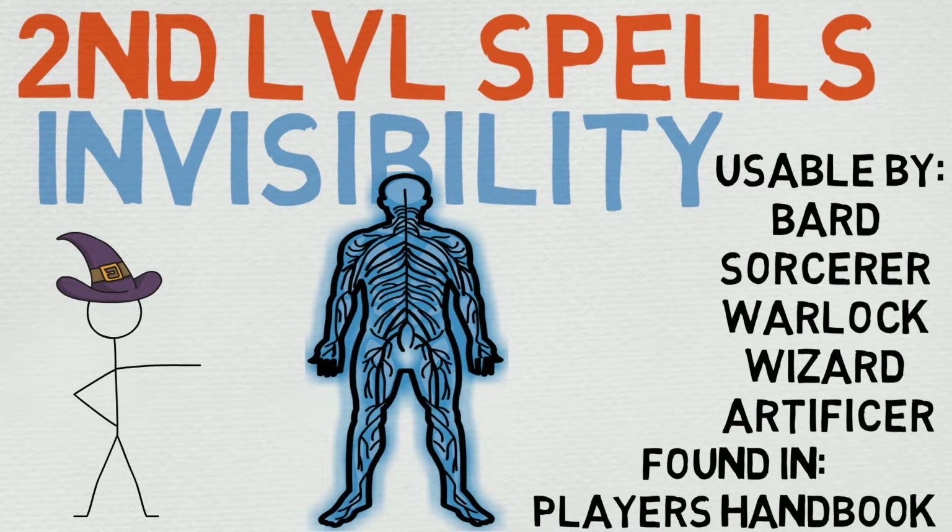This spell is usable by the Bard, Sorcerer, Warlock, Wizard, and Artificer, which is super nice. The Artificer kinda got shafted pretty hard in terms of the spells it has access to, but I am very happy it at the very least has access to Invisibility. This spell is also found in the Player's Handbook, so we should all have access to it.